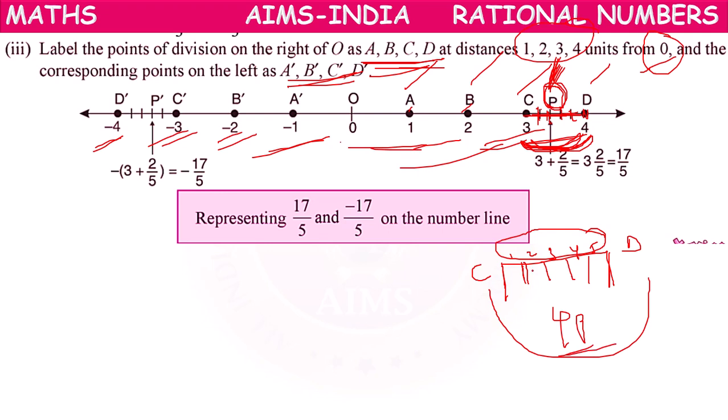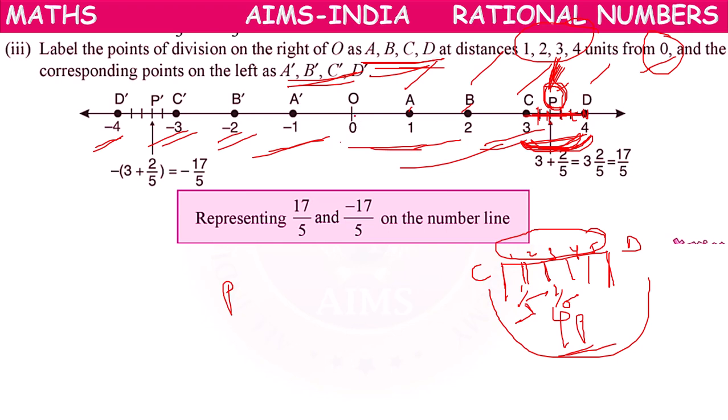Now they have named this second part as P. They are asking the value of the second part. So out of these parts, the first part is 1 by 5, the second part is 2 by 5. Now the second part is P. Now what is the value of P? From 3, the distance of P is 2 by 5.